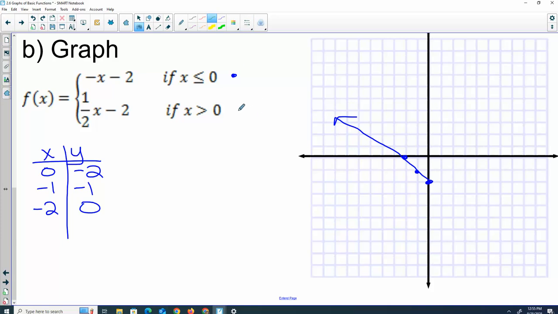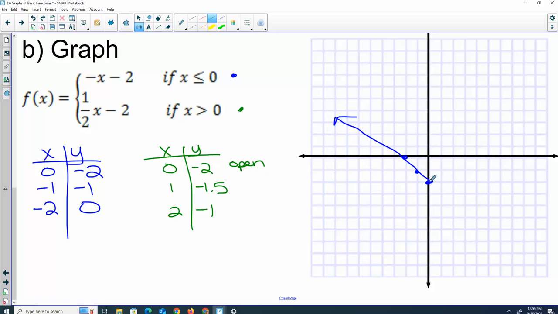The second one. What would be the first x we put in? 0, but it doesn't have an equal to, so it will be an open circle. And then we need things bigger than 0. So I put in 0, 1/2 times 0 is 0, minus 2 is -2. If I put in a 1, I get 1/2 or 0.5 minus 2, so -1.5. If I put in 2, I get 1 minus 2, so -1.